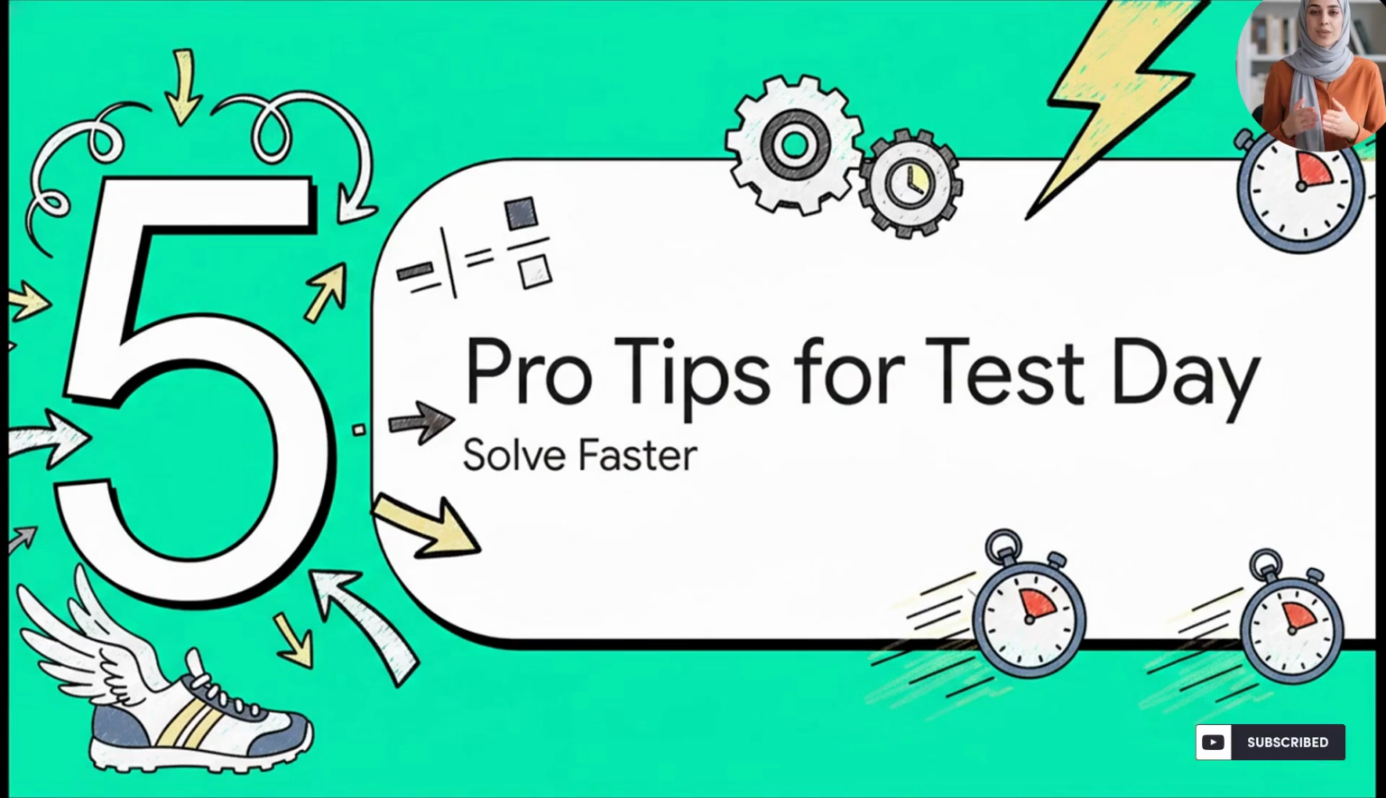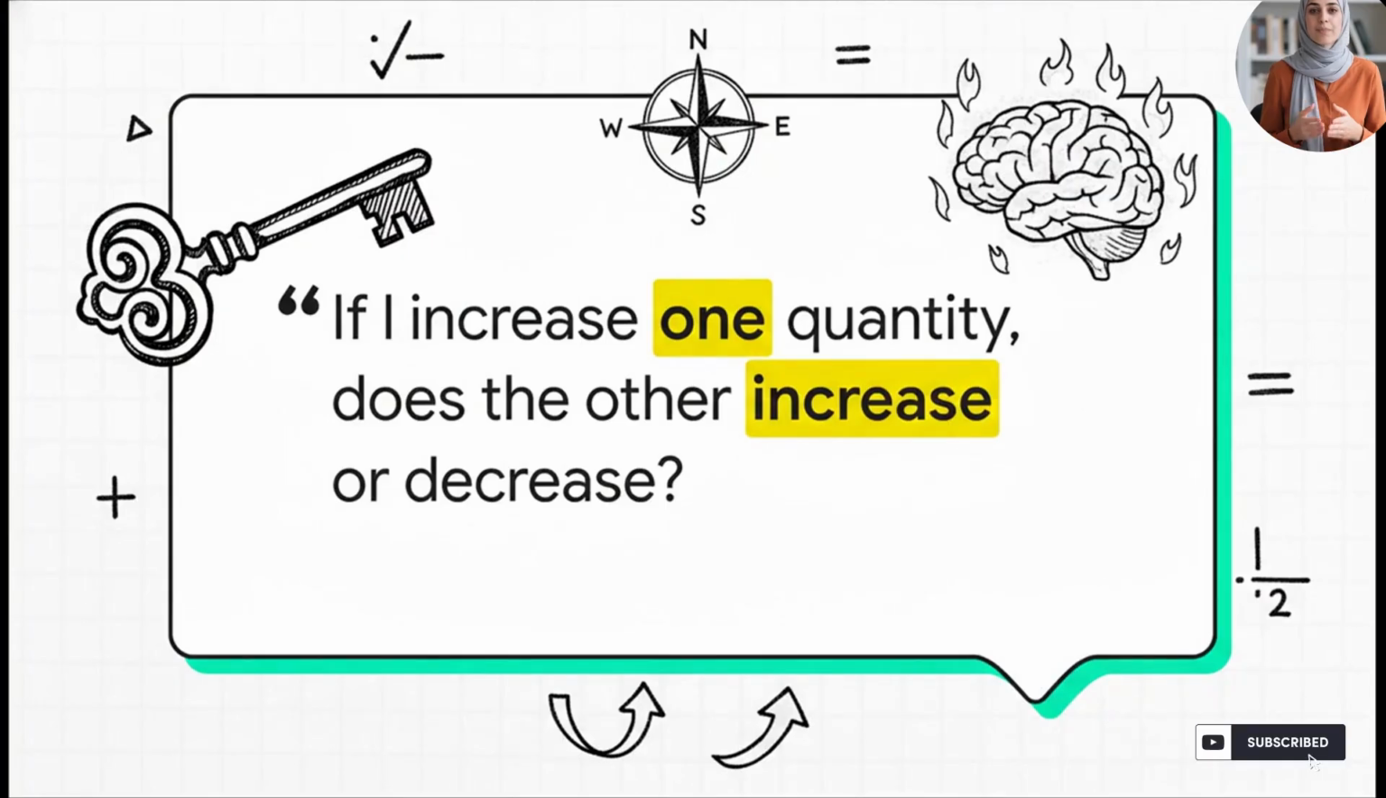Okay, so you know the basics, you know how to avoid the traps. Now, let's talk about speed. Because on the ACT, the clock is always ticking. Here are a few pro tips to help you fly through these problems with total confidence. This right here is the golden key, the one question that solves everything. If I increase one thing, does the other thing increase or decrease?